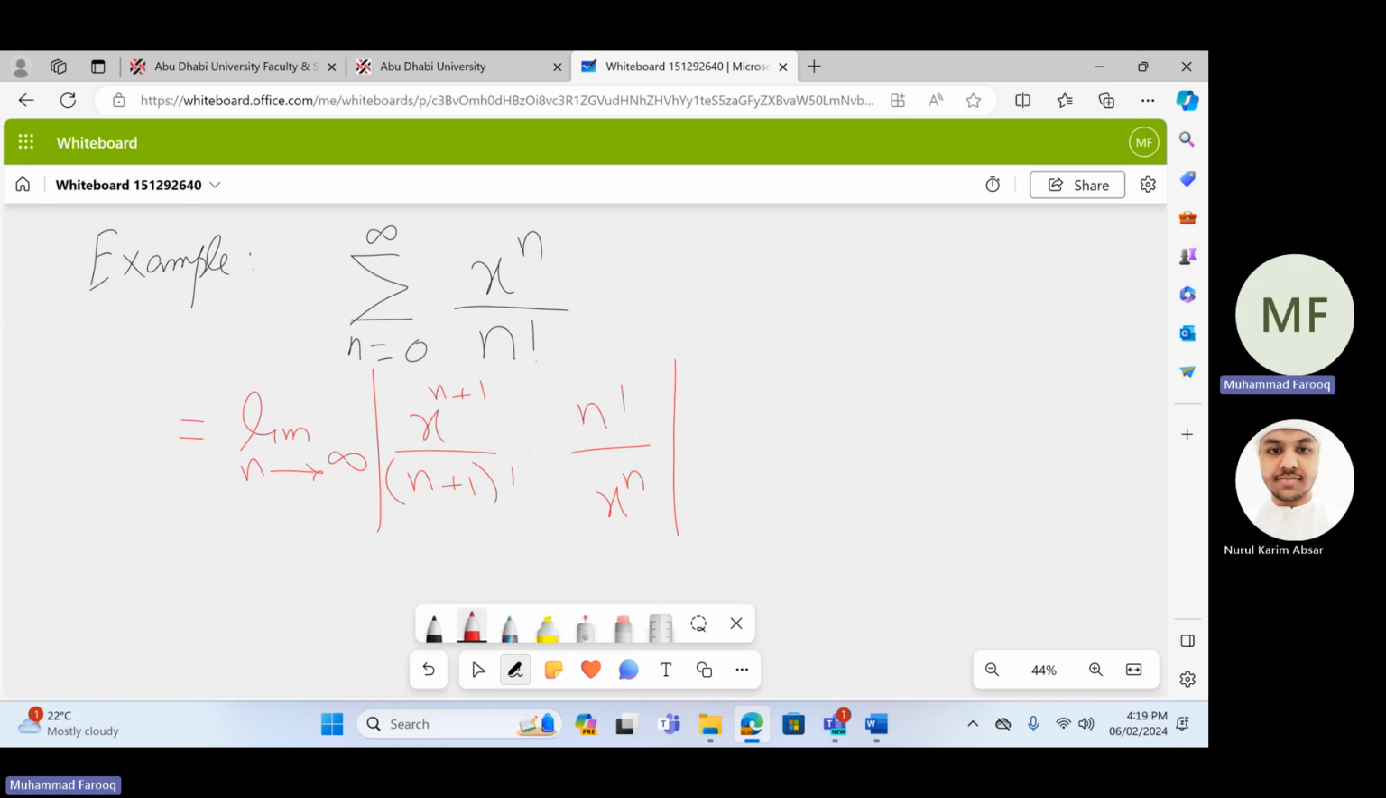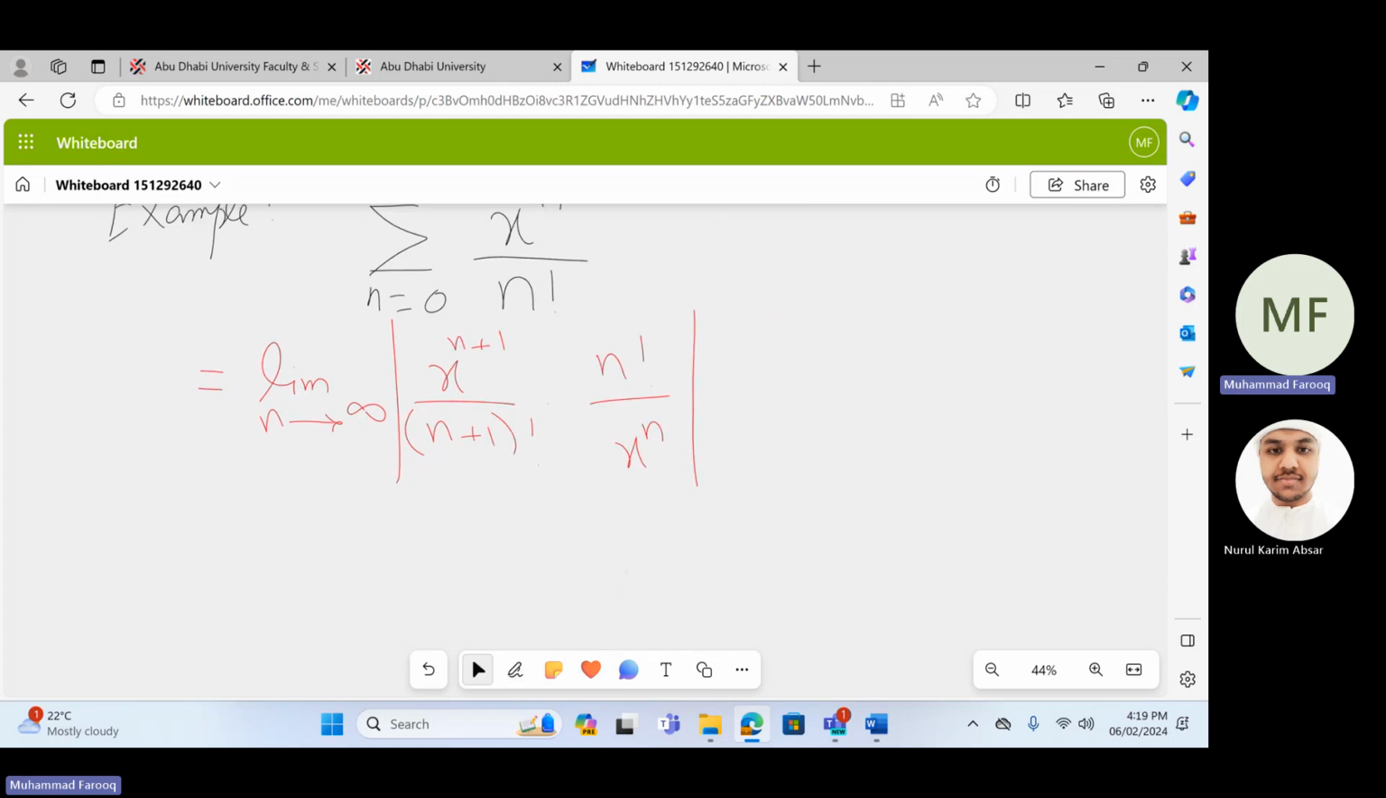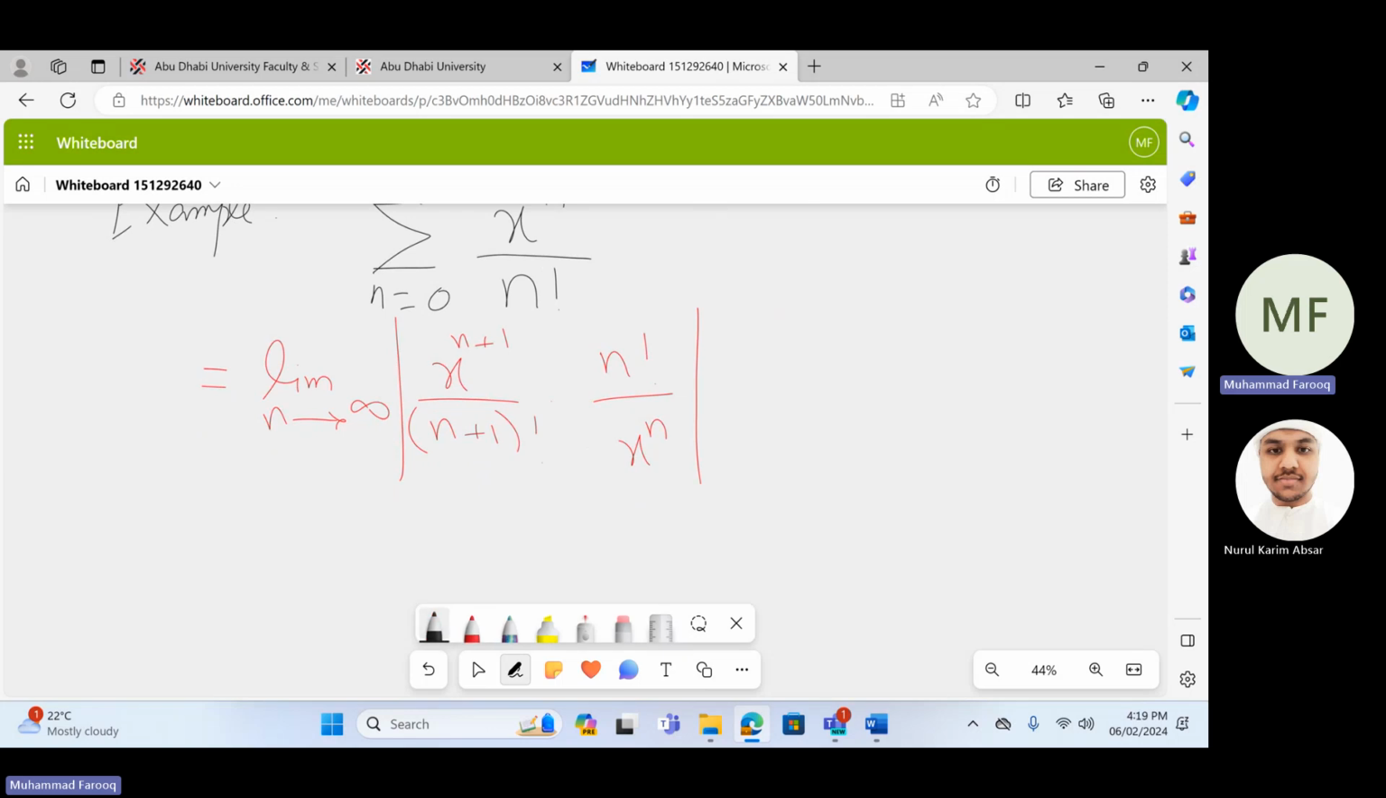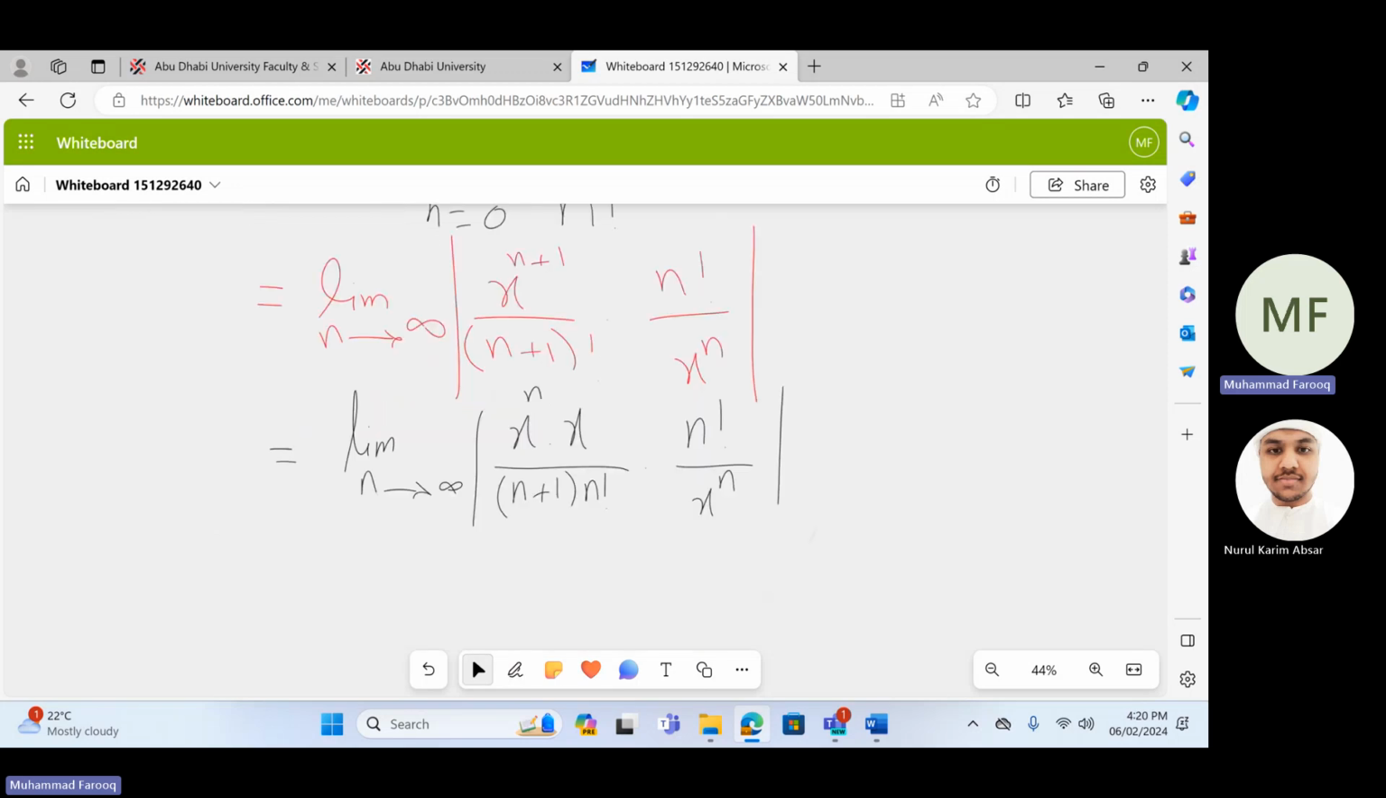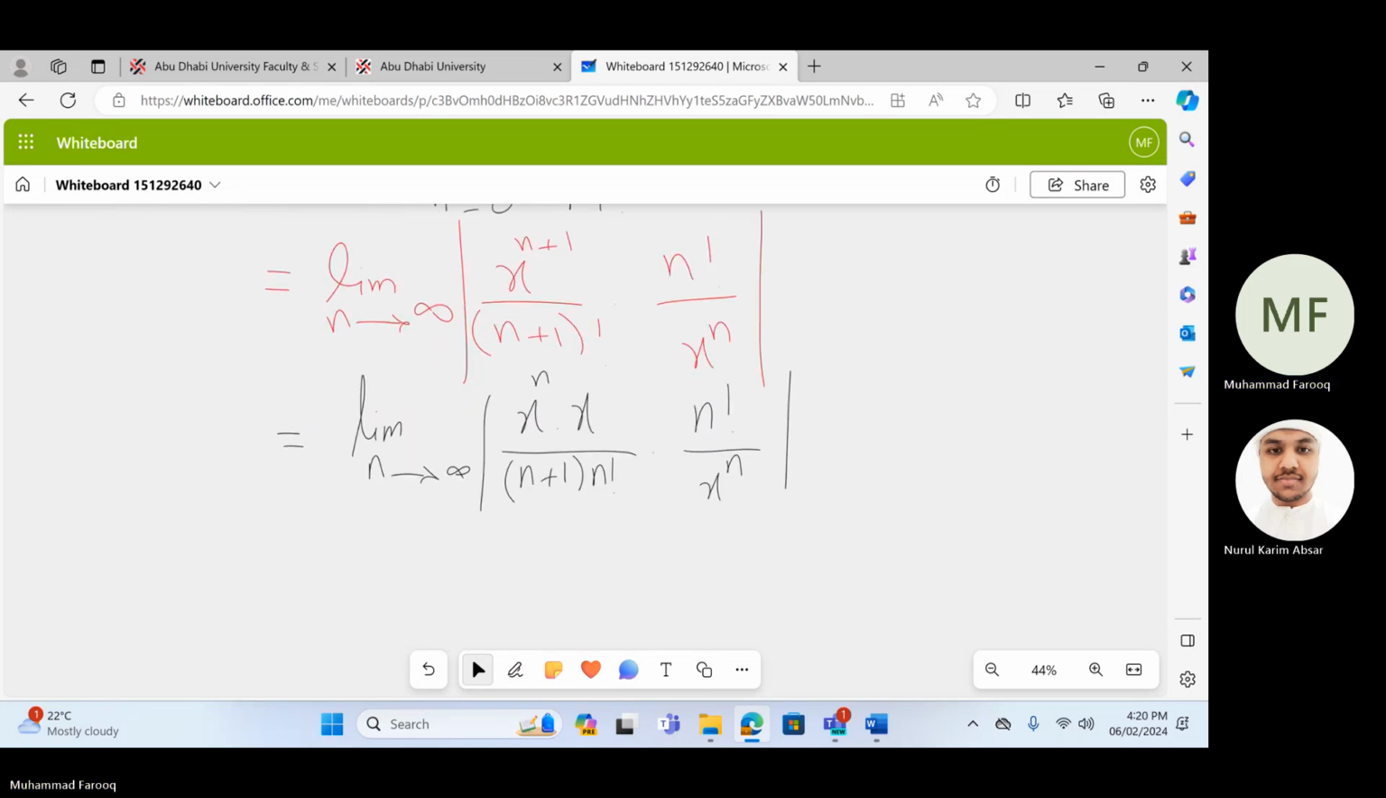So here we will break x power n plus 1 into x power n times x, for the cancellation purpose. The limit as n approaches infinity of x power n times x, over n plus 1 factorial, which I can write as n plus 1 times n factorial, times n factorial divided by x power n, with absolute value. What do you think can cancel here? The n factorial.